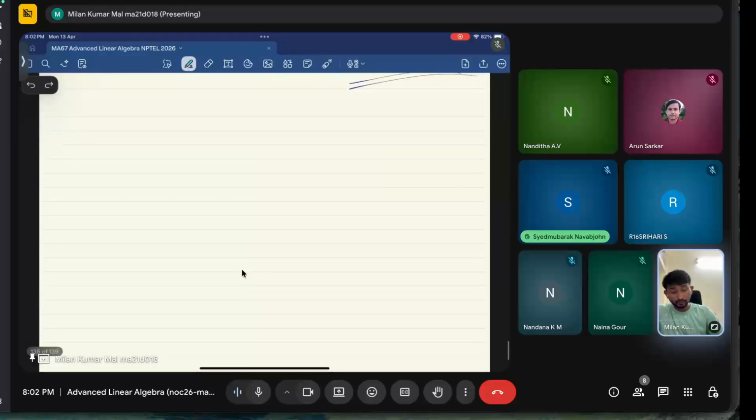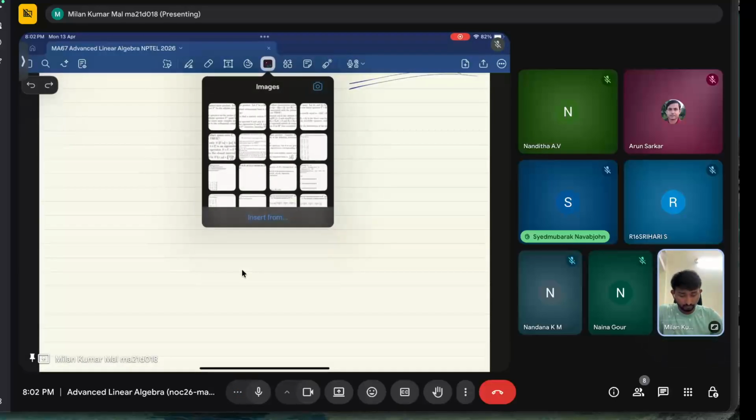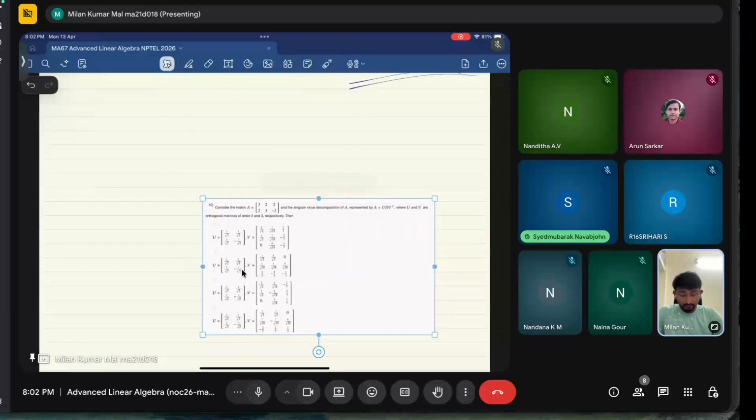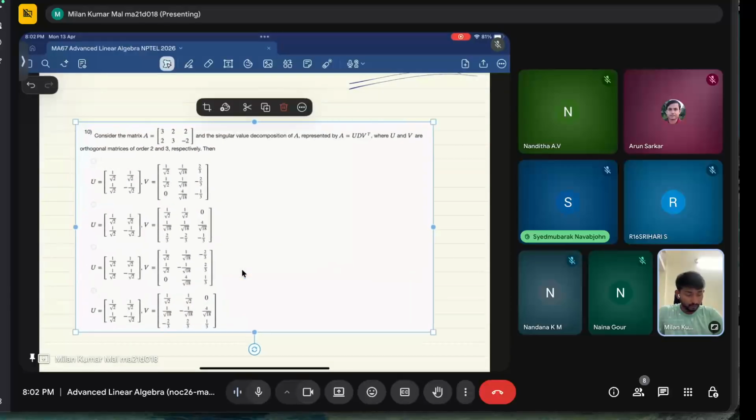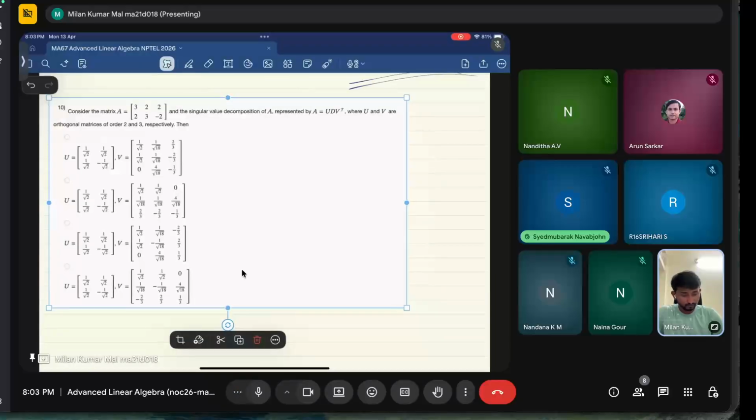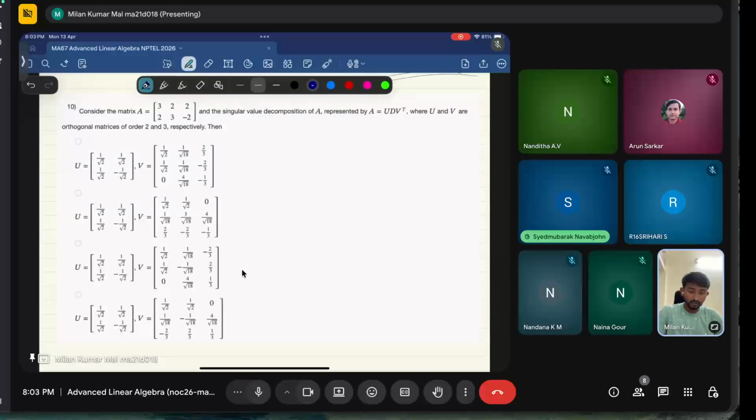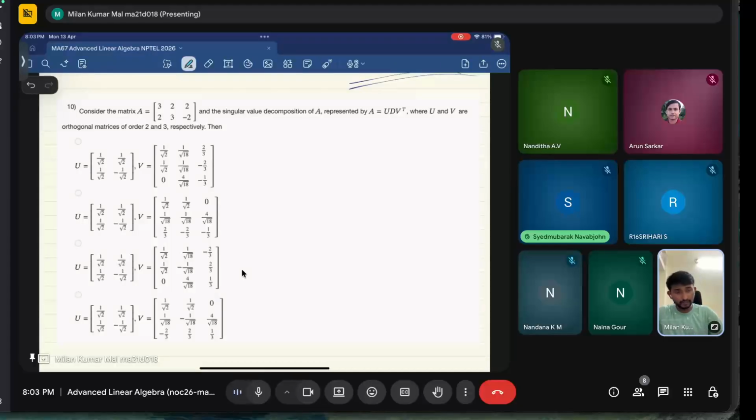Okay. So let me go to the next problem. This problem will take time. This is regarding the singular value decomposition. Singular value decomposition says that if you have an m by n matrix. In the last class I tried to explain singular value decomposition, but I made many mistakes and was not able to mention it clearly.